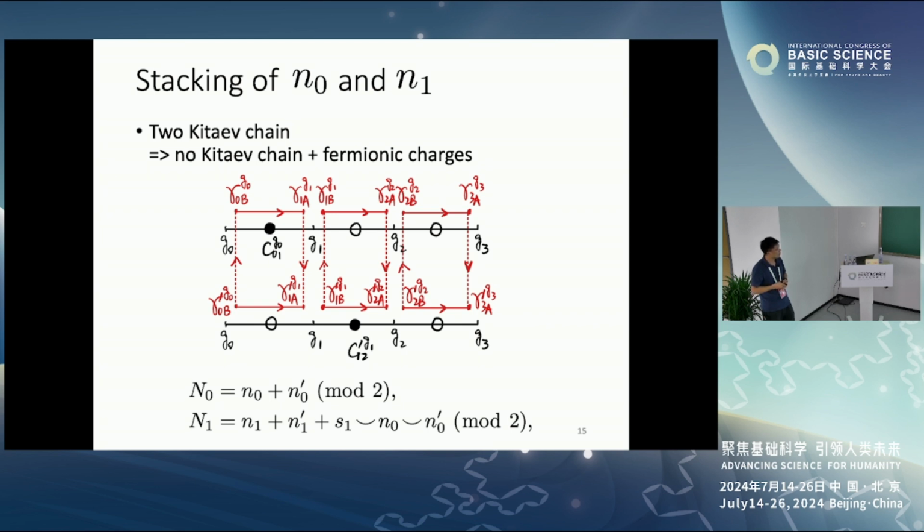But the problem is that n1 is related to the complex fermion decoration. When we stack two complex fermion decorations together, we should add them together. But the Kitaev-type chain will also contribute to this n1 data. So it's s1 cup n1 and n1 prime. That means if both of them are occupied by a Kitaev-type chain, when we stack them together, and if this s1 is related to the anti-unitary symmetry, we find that this n1 becomes nontrivial. So two Kitaev-type chain decorations will become one complex fermion decoration. So it's like a twisted version of the stack.